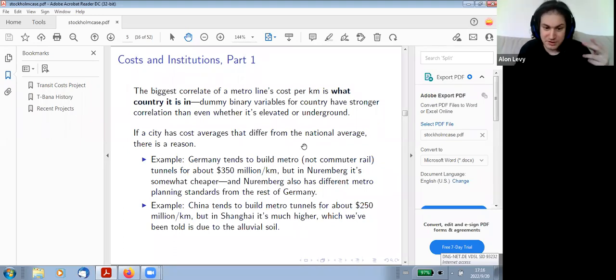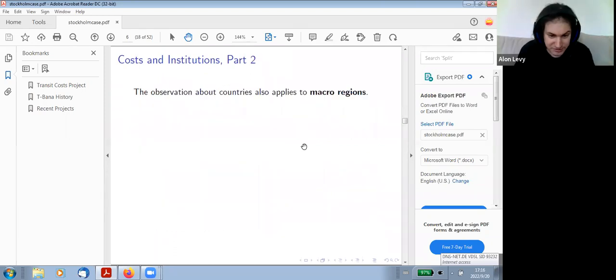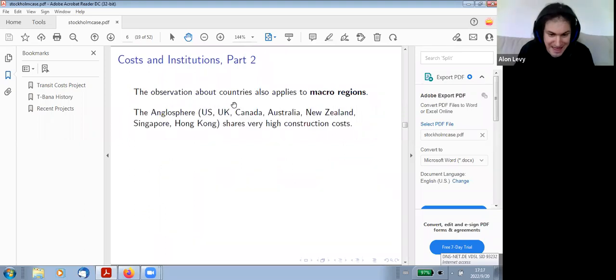And this is why New York and Boston are two separate cases. New York is atypically expensive even for America. But it's not just the country, it's also the macro region. So the Anglosphere is a macro region. It has very high construction costs. And if you're wondering why this list and why I'm not, for example, dividing the world into Europe and Asia, this is where the mixed methods come in.